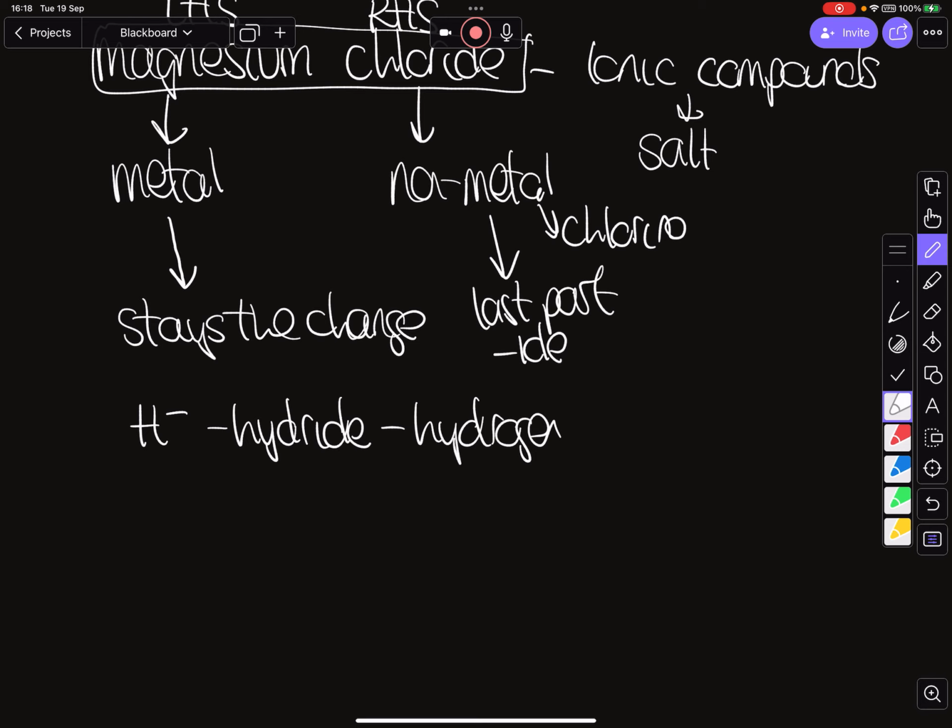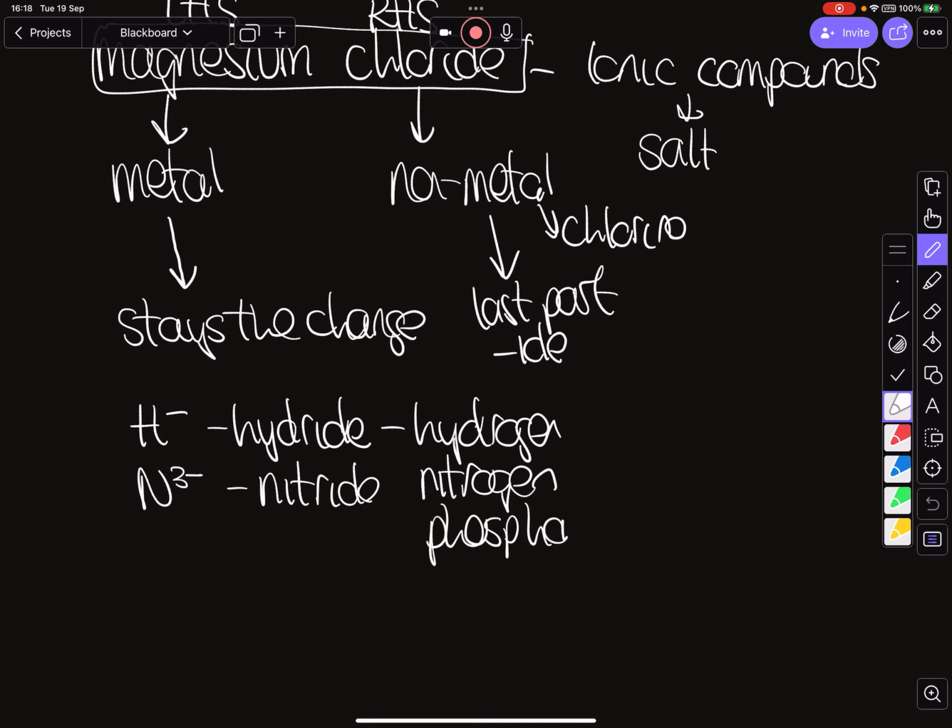We have nitrogen, so it's kind of a contraction in the name, will be N3 minus because it's in group 5. So this becomes a nitride. We have phosphorus. So see, can you do it in your head? So again, a P3 minus, this becomes a phosphide. Oxygen is, I think, an easy one. O2 minus is going to be an oxide for oxygen.